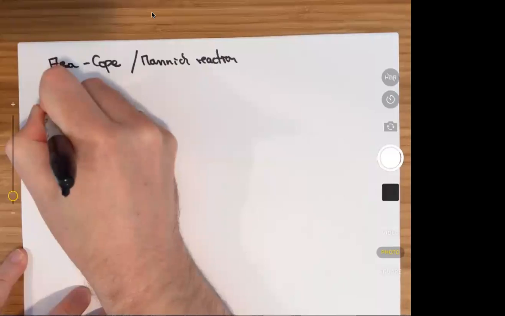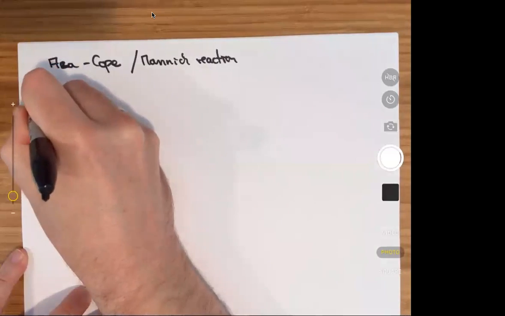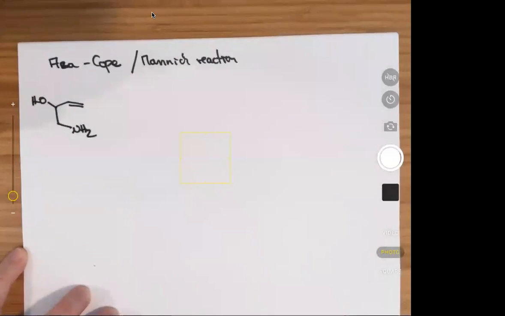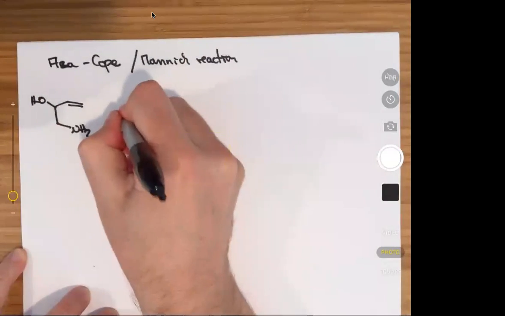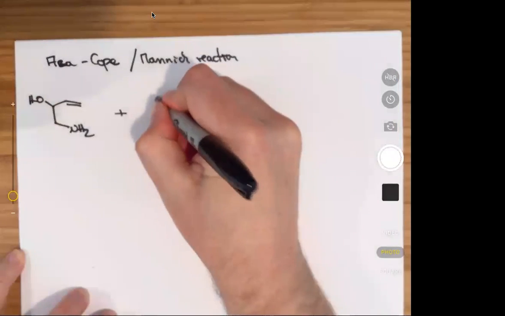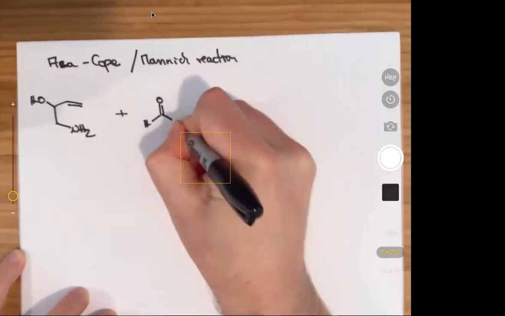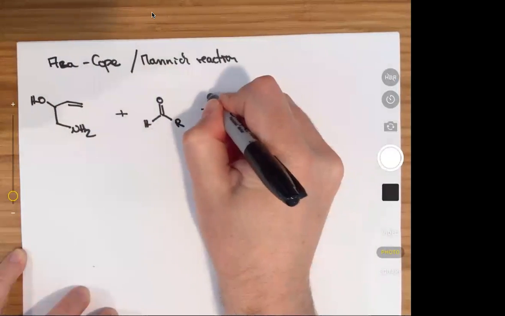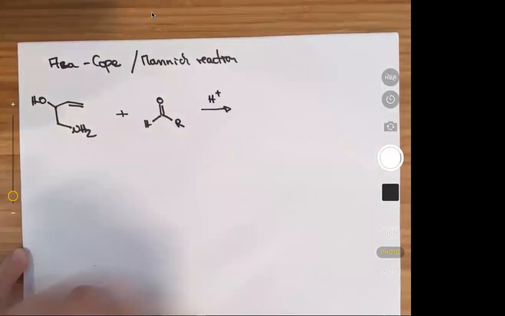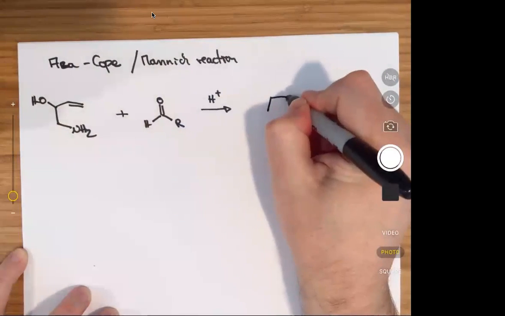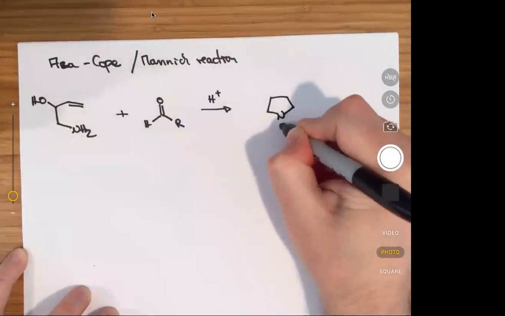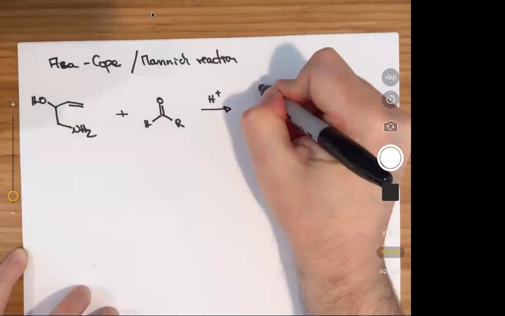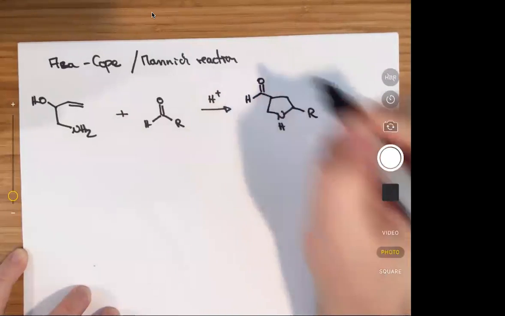So let's start out with something that looks like this. You have an amine and an allylic alcohol, and you just react this, for example, with an aldehyde. And we keep this generic here, we just put an R on here. And if you stir this together under somewhat acidic conditions, you end up with a nitrogen heterocycle, a 5-membered ring heterocycle with an R group over here and an aldehyde functional group on this side.